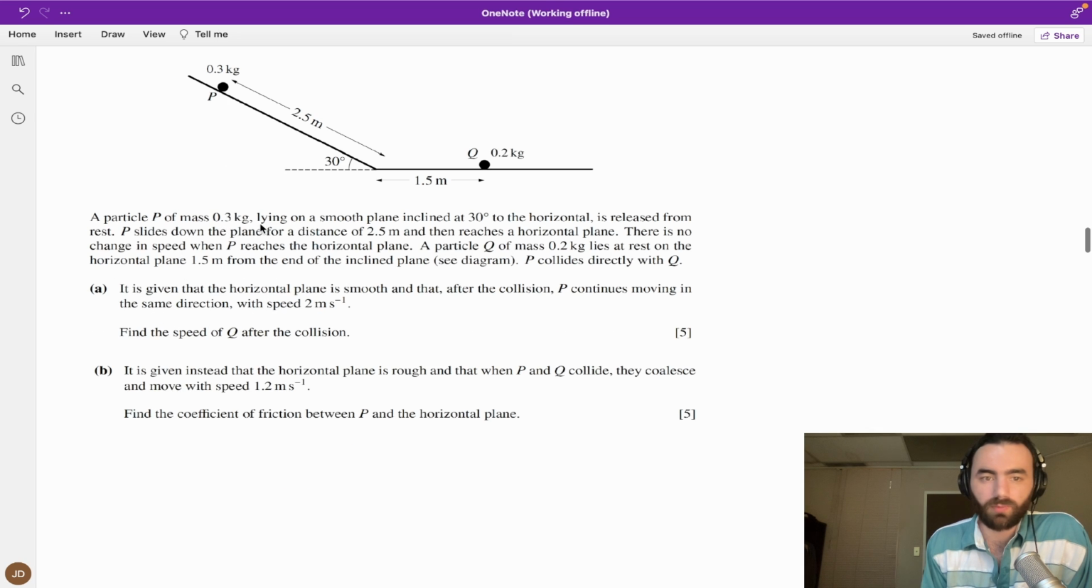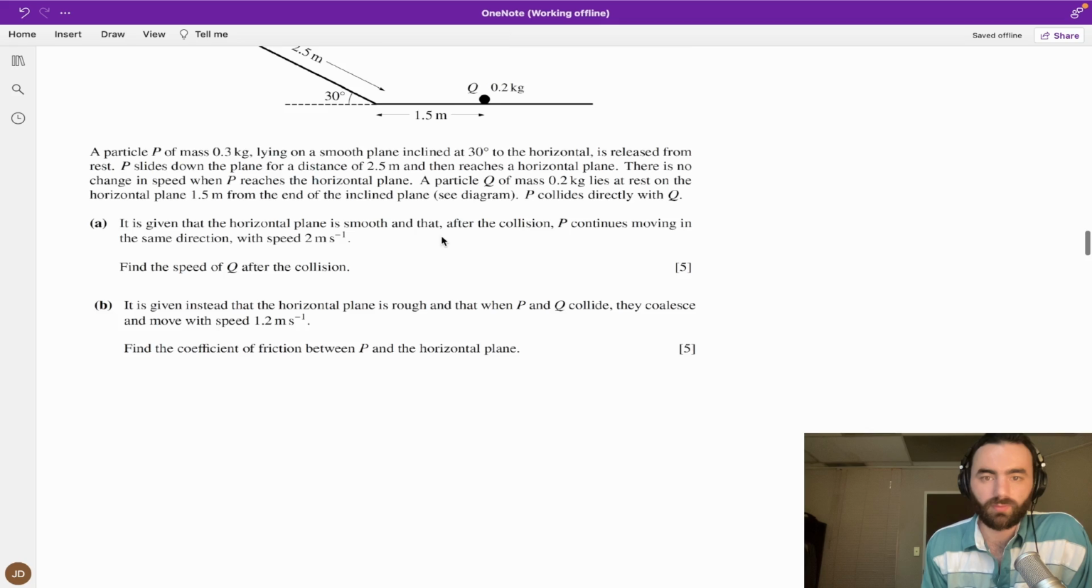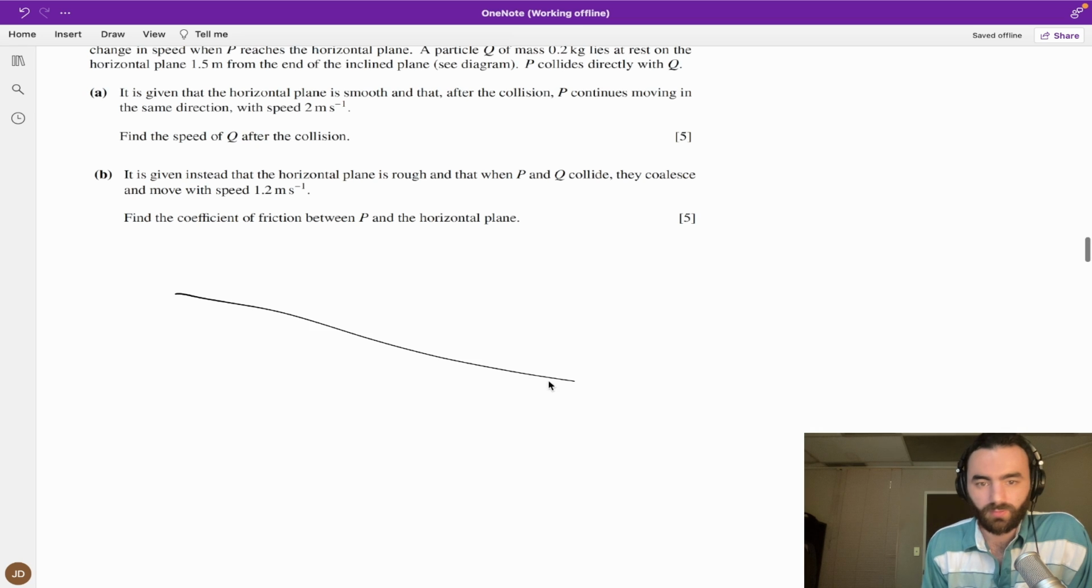Okay, so a particle P lying on a smooth plane. So this is a smooth plane, so no frictional force, at 30 degrees. So it's just explaining this thing out. Particle Q lies at rest. Okay, so let's just draw this out, as I like to do.